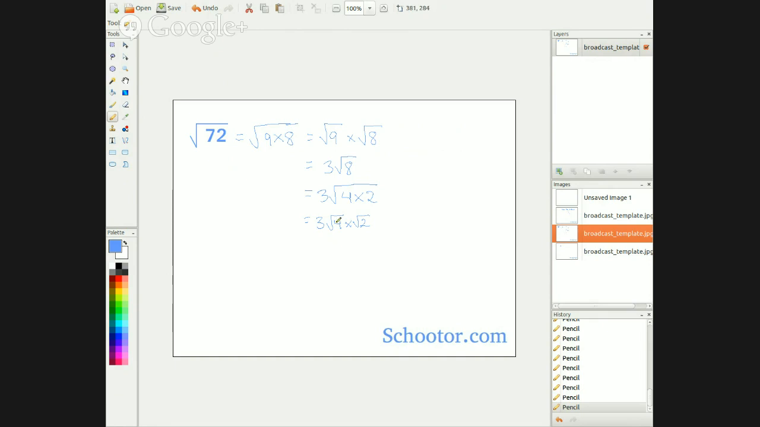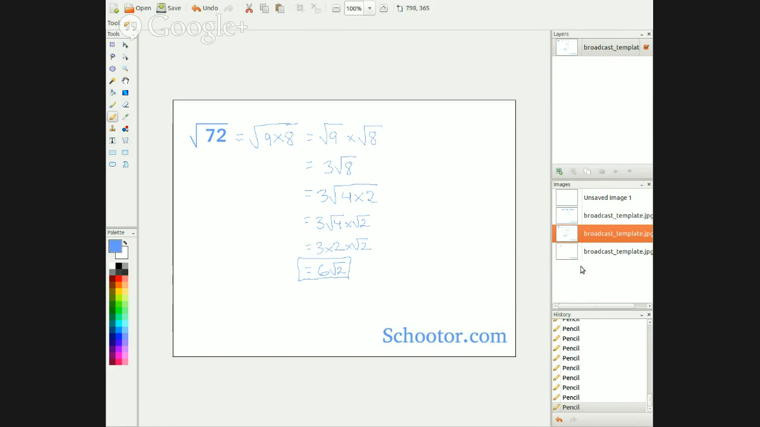We can simplify this a bit further since the square root of 4 is just 2. So 3 times 2 times the square root of 2, which I'll rewrite as 6 times the square root of 2. I can't really take the square root of 2. Well, I can, but it's not a simple number. So this is about as small as we can get the number inside the radical. We went from the square root of 72 to 6 times the square root of 2, and that is as simple as you can get it. That is the basic gist of simplifying radicals.